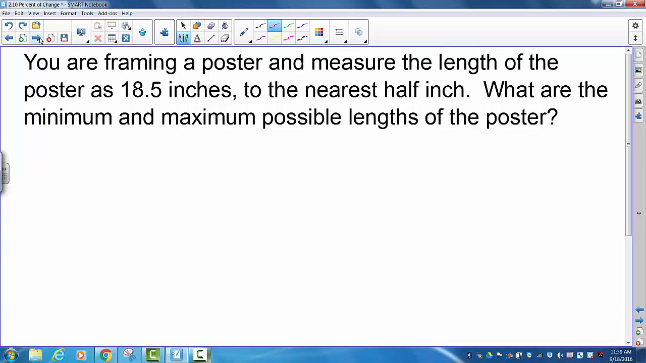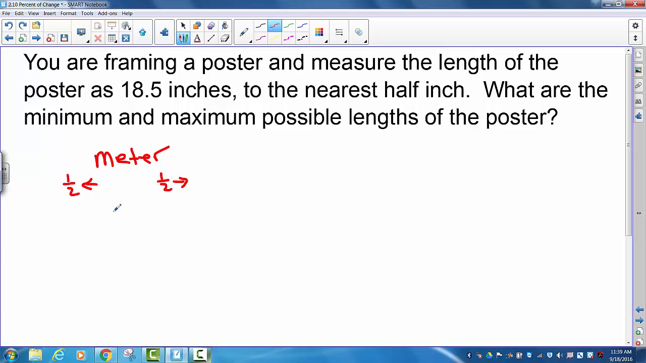You're framing a poster, and the length of the poster is measured as 18.5 inches to the nearest half inch. What are the minimum and maximum possible lengths of the poster? Okay, now this is getting familiar with what we're being asked. Whenever you measure something, if you measure it to the nearest meter, that means that you can be off by a half meter below or a half meter above.